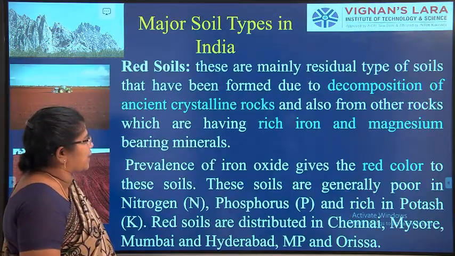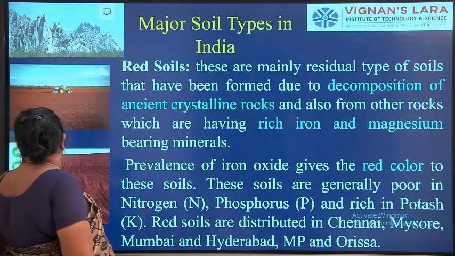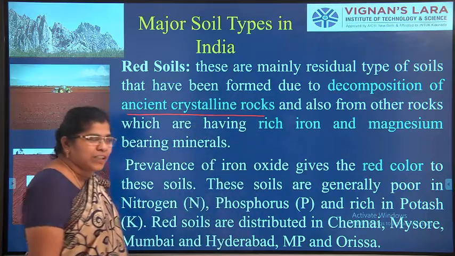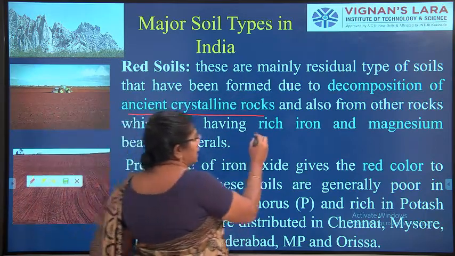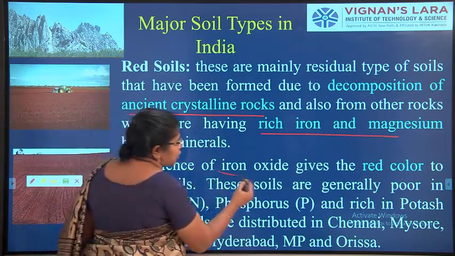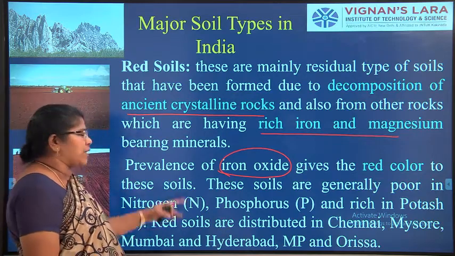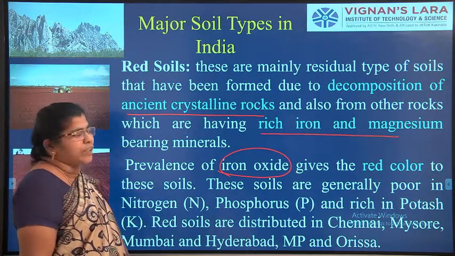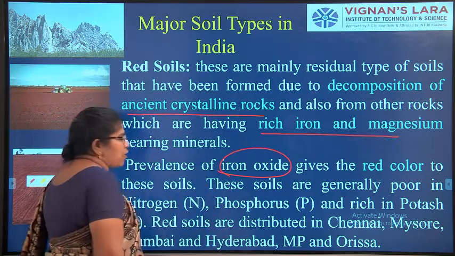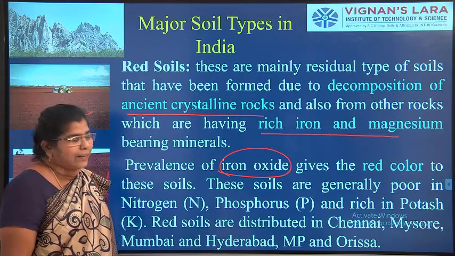First we will see what red soil is. Red soil is formed due to the decomposition of ancient crystalline rocks, which are rich in iron and magnesium. The color is due to the presence of iron oxide, ferrous oxide or ferric oxide, which gives this red color. Because of the color it is called red soil.